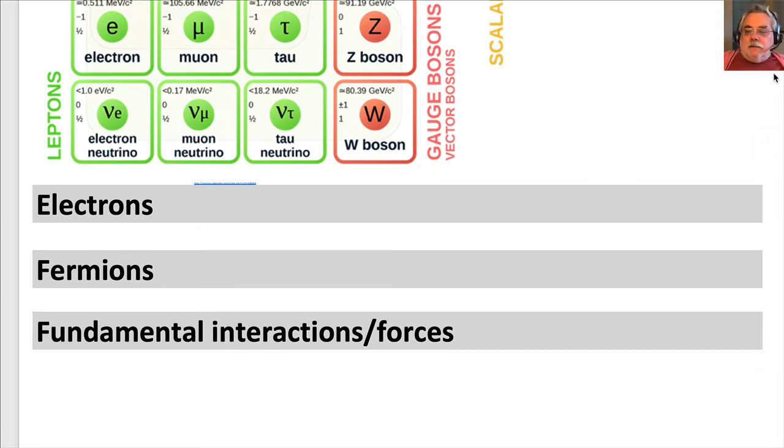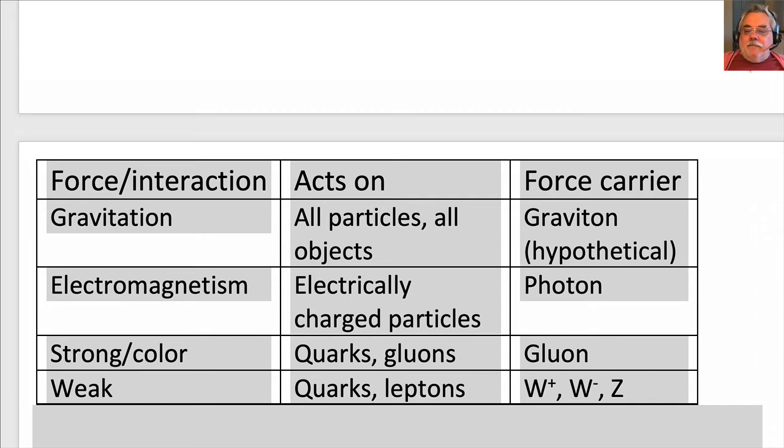There are four fundamental interactions in the universe that can act on some or all elementary particles: gravitation, electromagnetism, the strong nuclear force, and the weak nuclear force. Gravitation acts on all particles and all objects, even those with zero mass, and the force carrier is called the graviton, which is presently hypothetical. It's not yet been detected.